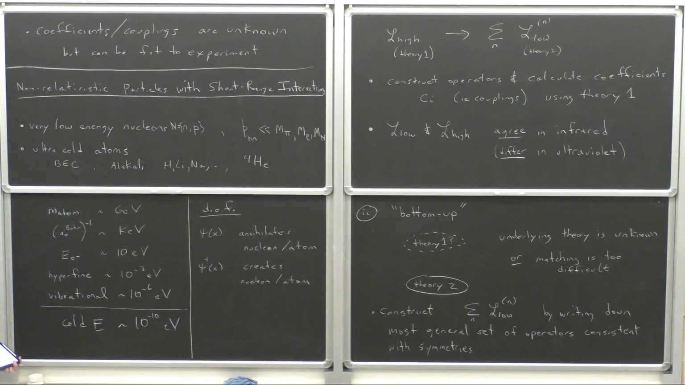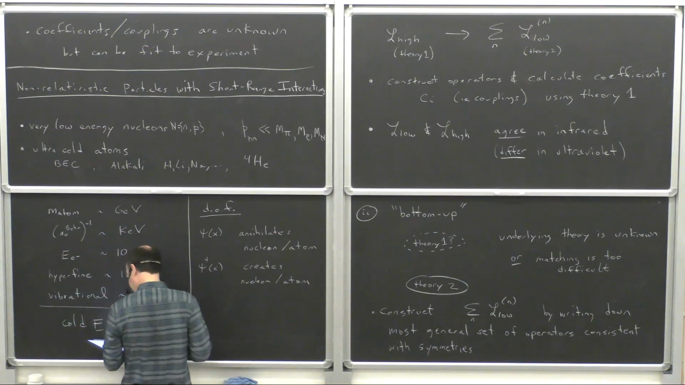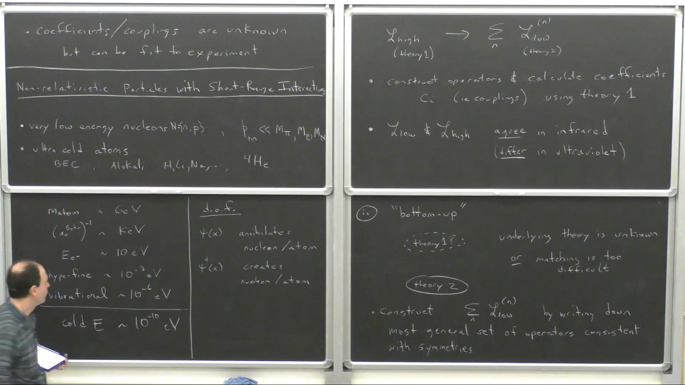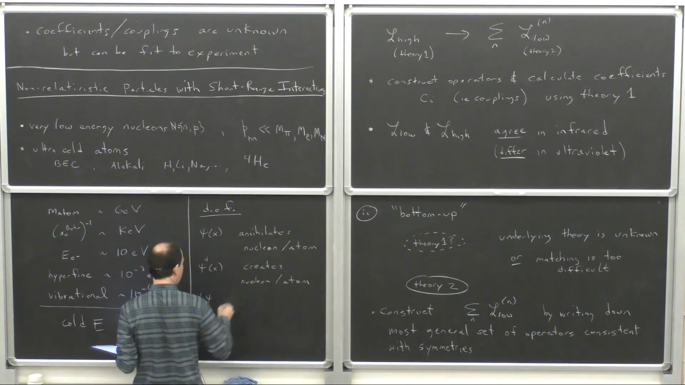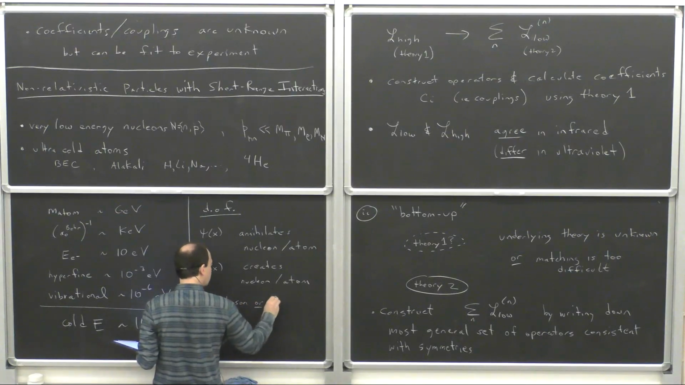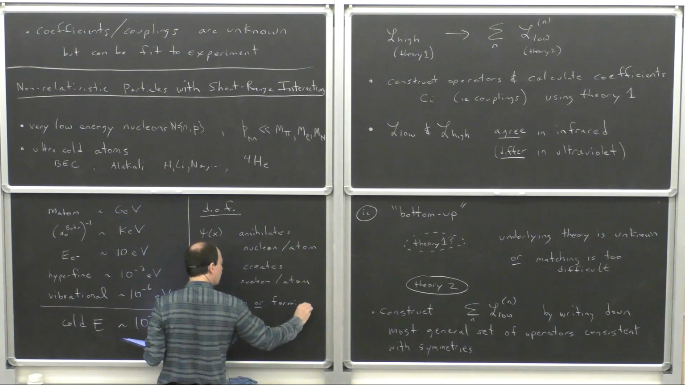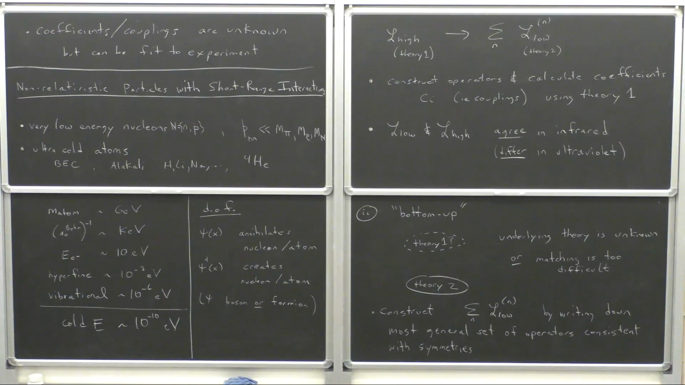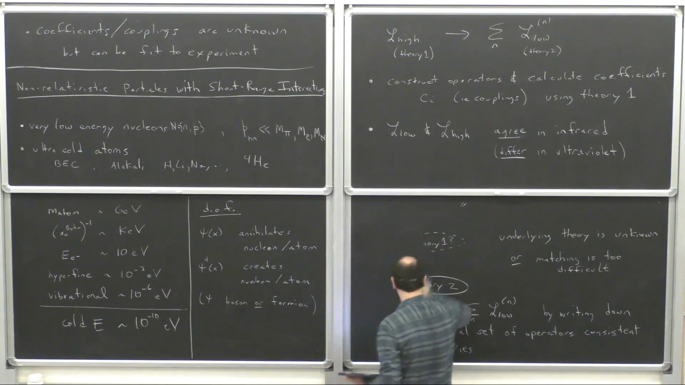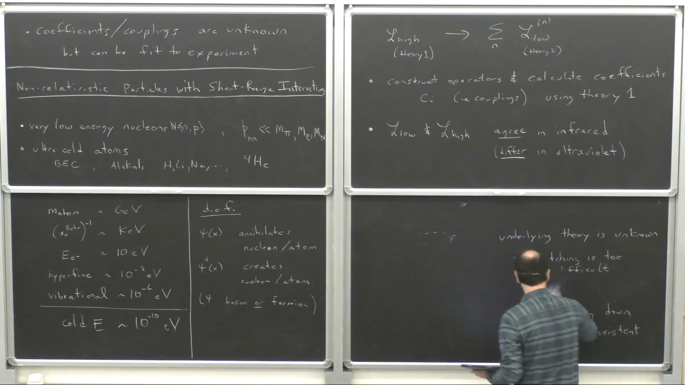These will be the main players. I don't have to tell you, psi could be a boson or a fermion. I'm using notation that's typical for fermions, but it could be a boson. It's just a notation. Okay, the nucleon's a fermion, but some of these atomic systems like Bose-Einstein condensates are bosons. Okay, so that's step one.